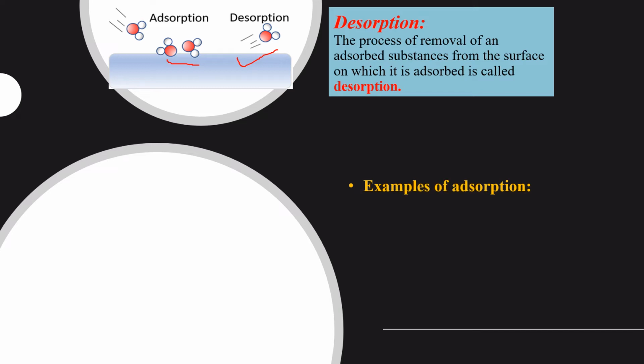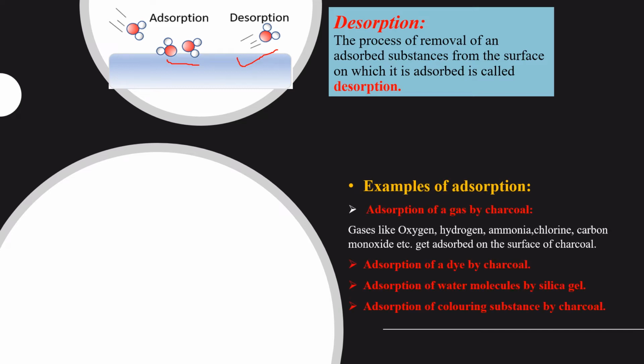Now come to some examples of adsorption. First is adsorption of a gas by charcoal. Some gases like oxygen, hydrogen, ammonia, chlorine, carbon monoxide, etc. get adsorbed on the surface of charcoal. They have a tendency to be attracted to charcoal, and they will get adsorbed on its surface.